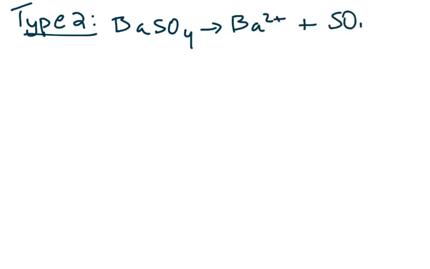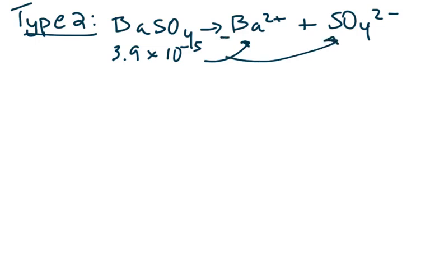Now for type 2, we're given the solubility of BaSO4 is 3.9 times 10 to the negative 5 moles per liter, and we have to find the KSP. So BaSO4, if I dissociate it, is Ba2+ and SO4 2-. So it's all a 1-to-1 ratio. So if this is 3.9 times 10 to the negative 5, so will this, and so will this, because it's all a 1-to-1 ratio, because we have those unwritten ones in front.